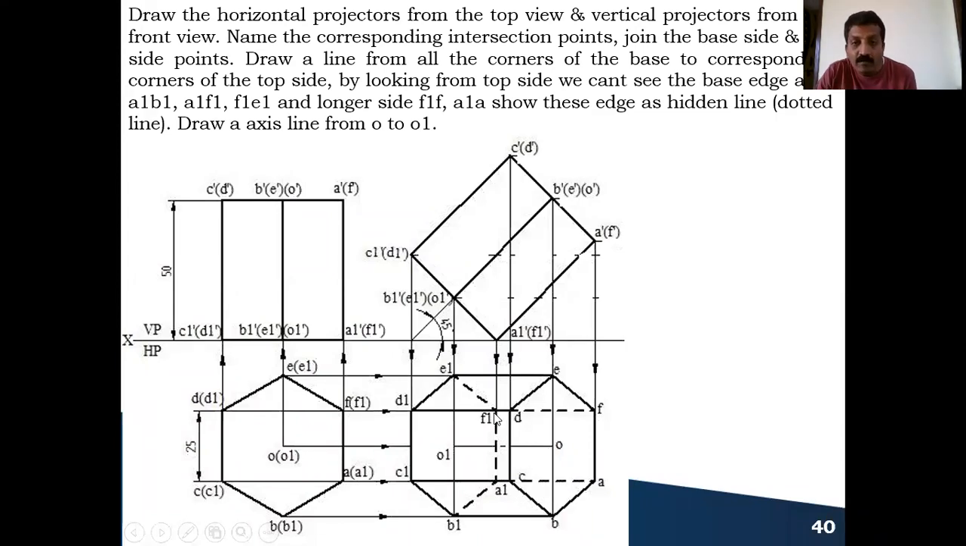But F1 to D and A1 to C already visible edge is there. That's why I cannot represent here the visible edge. D1 to F and C1 to A, I can show the hidden edges. And axis line as usual, O1 to O, you can show as the axis line representation. So this is how you have to complete the top view.